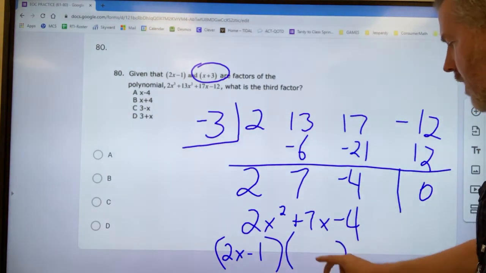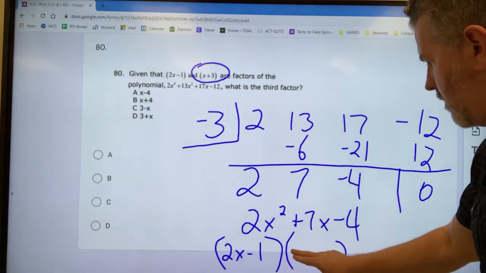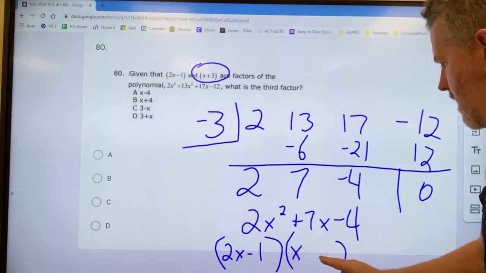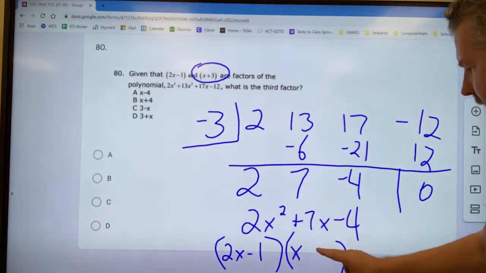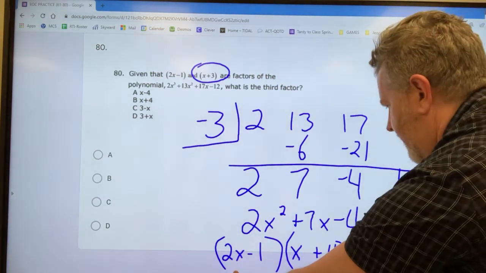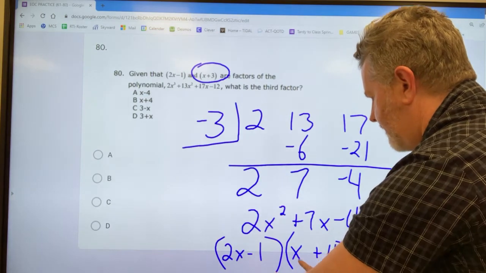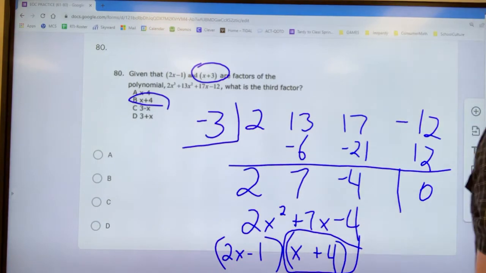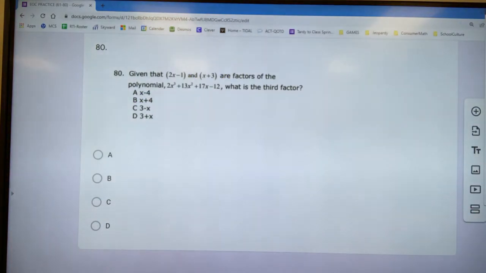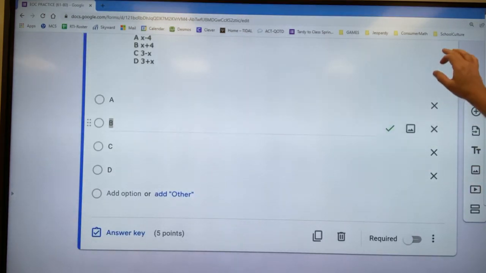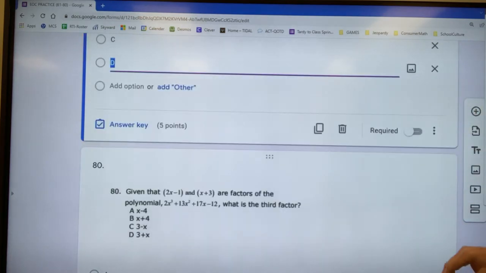So let's just see which one is going to give us this. We know the first thing has to be x, and the outers and the inners have to get 7. The last has to multiply to get -4, so I know it has to be +4. And the outers give us 8, and the inners give us -1. That is 7. There's our third one. B. And there are multiple ways to do this. See if you can come up with another way if you are so inclined. There's multiple ways to do all of these. That's why I teach you guys strategies.